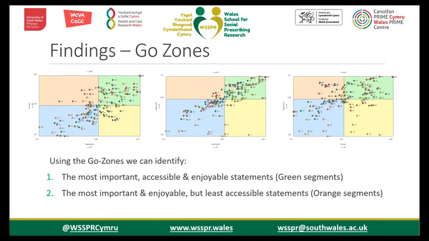These include statements like living in a safe home environment, having a laugh, and the freedom to live my own life and be myself. We can also see statements that were rated as most important and most enjoyable, but least accessible. These included things like ability to travel, ability to meet and hug friends and family, and explore. The impact of COVID restrictions on these statements was particularly clear, and this has some important implications for the way that we think about social wellbeing in the context of the pandemic.